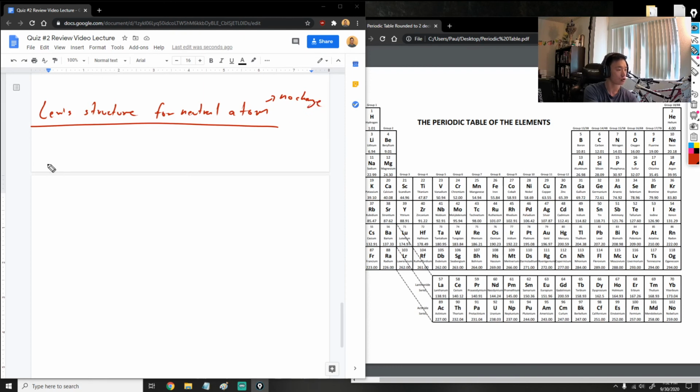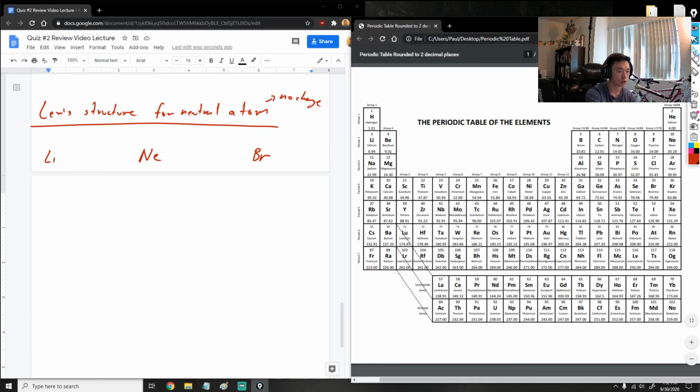So if I asked you, hey, draw the Lewis structure for Li, okay, no charge, or draw the Lewis structure for Ne, okay, if you notice there's no charge, or draw the Lewis structure for Br, okay, and if you notice there's no charge. All that you need to do is just count the boxes in the row that they're in, and that's going to give you the Lewis structure. So what do I mean by that? So if you look at Li, right? Li is the first box in this row, right? Rows go side to side. It's the first box. Since it's the first box, for Li, the Lewis structure is just one dot.